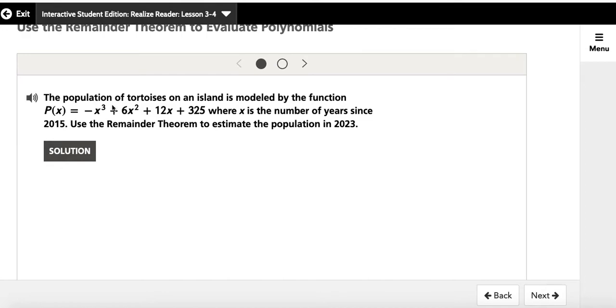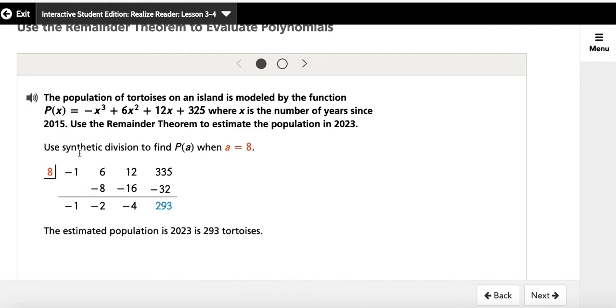All right, so this is a formula. This is an equation for since 2015. They want us to find out the population in 2023. 23 minus 15 is 8. So all you really have to do is plug in an 8. And you can plug in an 8 if you want, or they're asking us to use the remainder theorem. So we would do it this way.